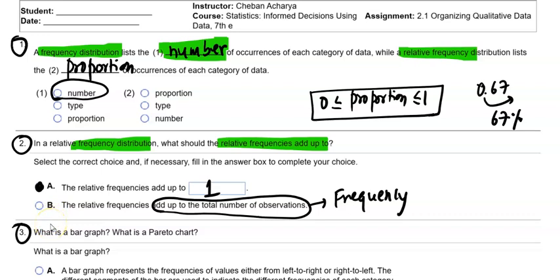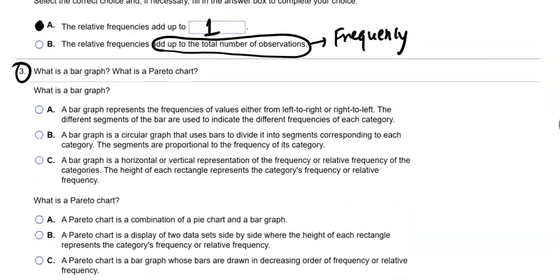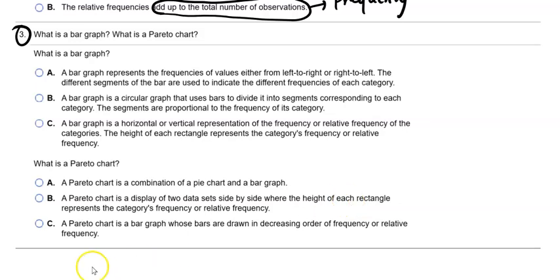Question number 3. This is a definition question. What's the bar graph? And what is a Pareto chart? If you read all the options here, you can easily see the definition of the bar graph. The bar graph is for qualitative data, where the horizontal axis represents the data, and the vertical axis represents the frequency of the data, or relative frequency.